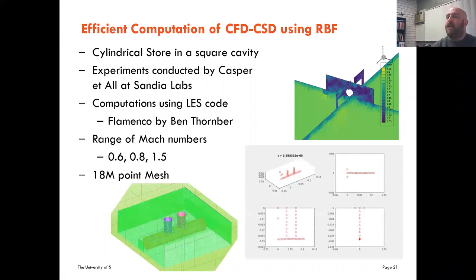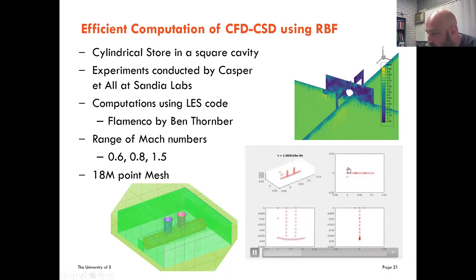But what we did, more importantly, is apply it to more large-scale problems. So we applied it to a store in a square cavity, because we were working in conjunction at the time with a lady called Katia Kasper from the Sandia labs in the US, to see whether we could model it and then look at the spectrum from the response.